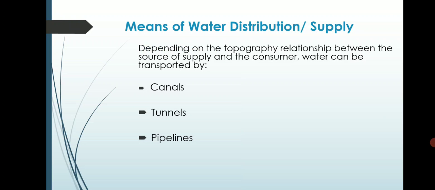Okay, the means of water distribution system, how water is distributed. Water can be distributed through canals, tunnels and pipelines. It actually depends on the topography relationship between the source of supply and the consumer. Source of supply is from where the water is collected, and the consumer is us, where we get the water, actually the distribution zone.